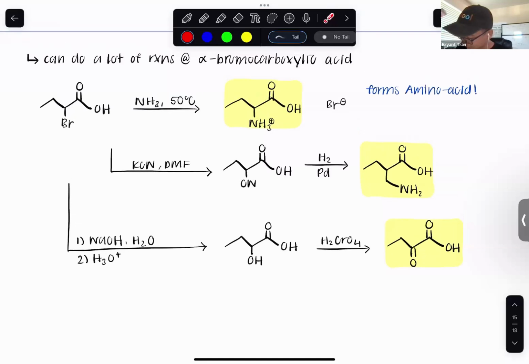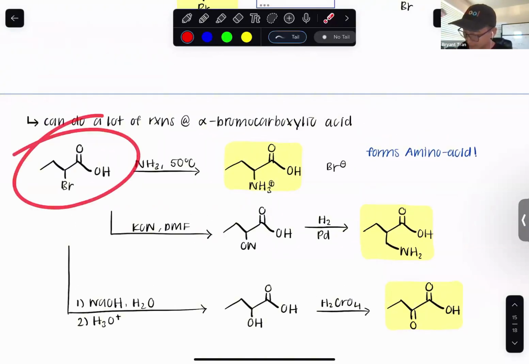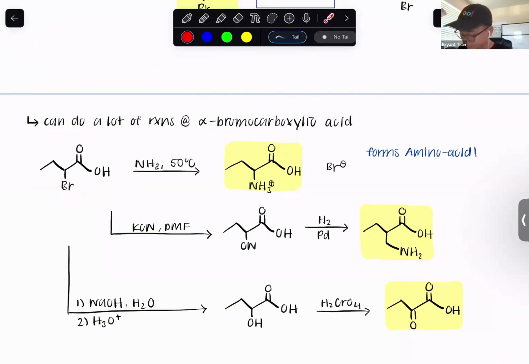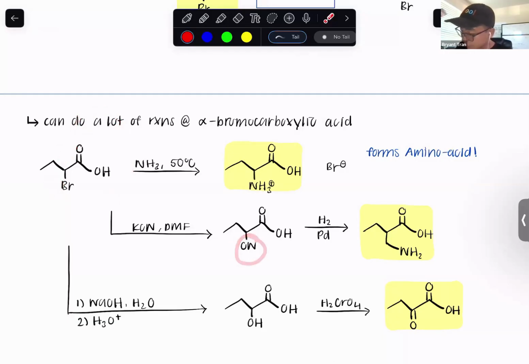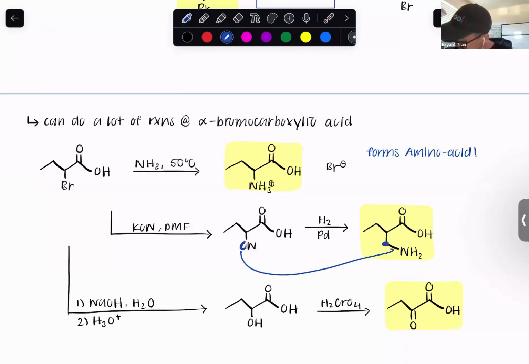Now, once you have this alpha brominated carboxylic acid, we could do SN2 reactions, right? You could use a nucleophile like ammonia to attack that carbon, kick out the bromine to get this ammonium ion. You could use CN minus to attack this carbon, kick out the bromine to get this cyanide. And then from here, you could use a reducing agent like H2, Pd/C to reduce the CN to this primary amine, where this C right here in blue is going to be that C right there. So don't forget about that C right there.